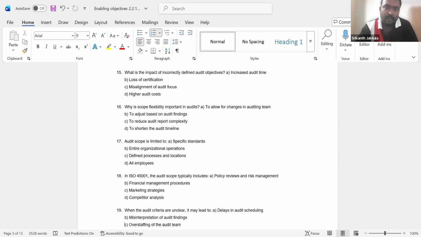Like Hari said, B. So, in my point of view, based on audit findings, they are changing the scope, I think. Why at all should flexibility come there? I'm not really sure. I think the word should have been scope feasibility important in audits. That should have been the word.